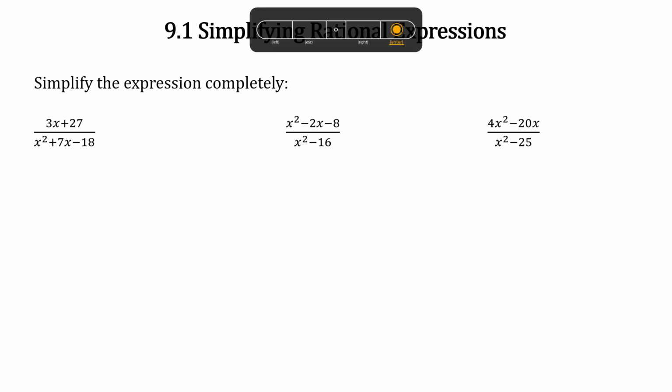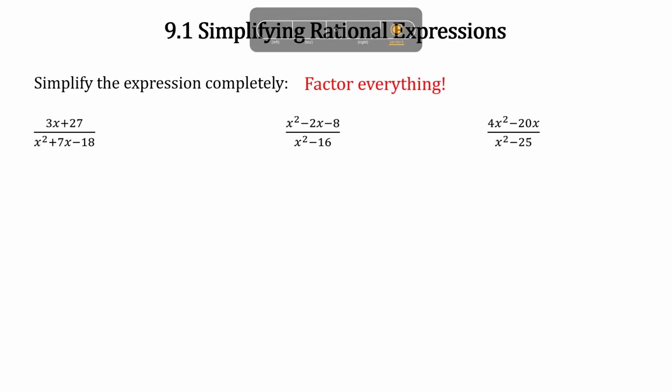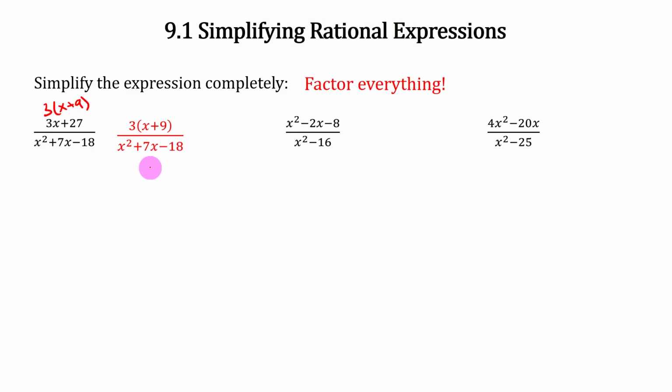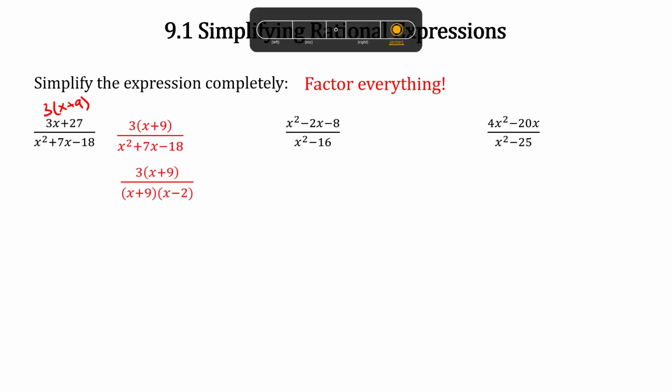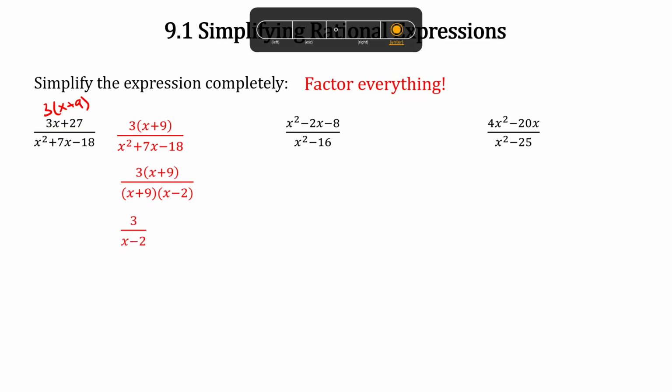Okay, now we're just going to simplify. We're not trying to find out what x shouldn't be. We're just going to simplify this down as much as we can. So that means we're going to factor everything. So I'm going to factor 3x plus 27. I'm going to factor out a 3 and get x plus 9. And then what multiplies to negative 18 and adds to positive 7? Positive 9 and negative 2. Then the idea is the x plus 9s will cancel out. I'm just left with 3 over x minus 2.